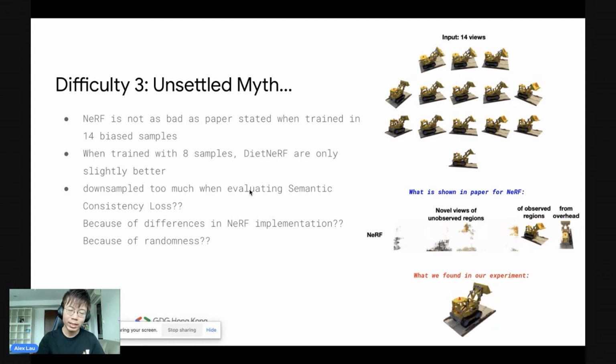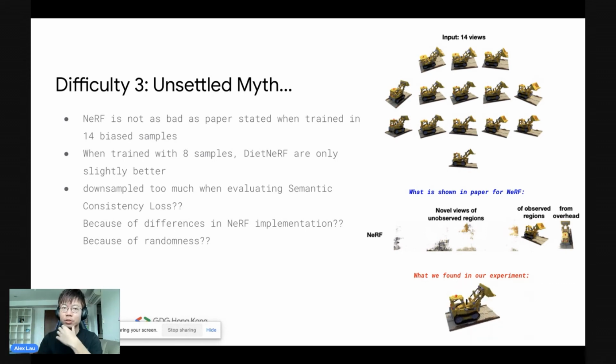Also, when we train on the examples only, the quantitative and qualitative results that we get are only slightly better for DietNeRF compared against the original NeRF. At this point, we still don't have much idea on what goes wrong. It may have something to do with our difference in the implementation of the semantic consistency loss. In some cases, if we have to downsample too much, or we do some random cropping, it may impact the reliability of this loss term.